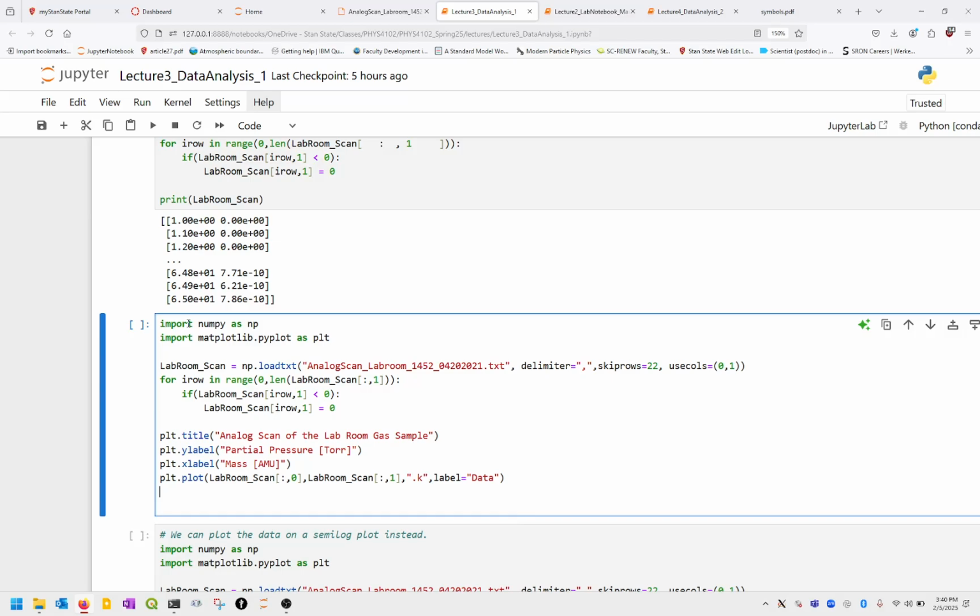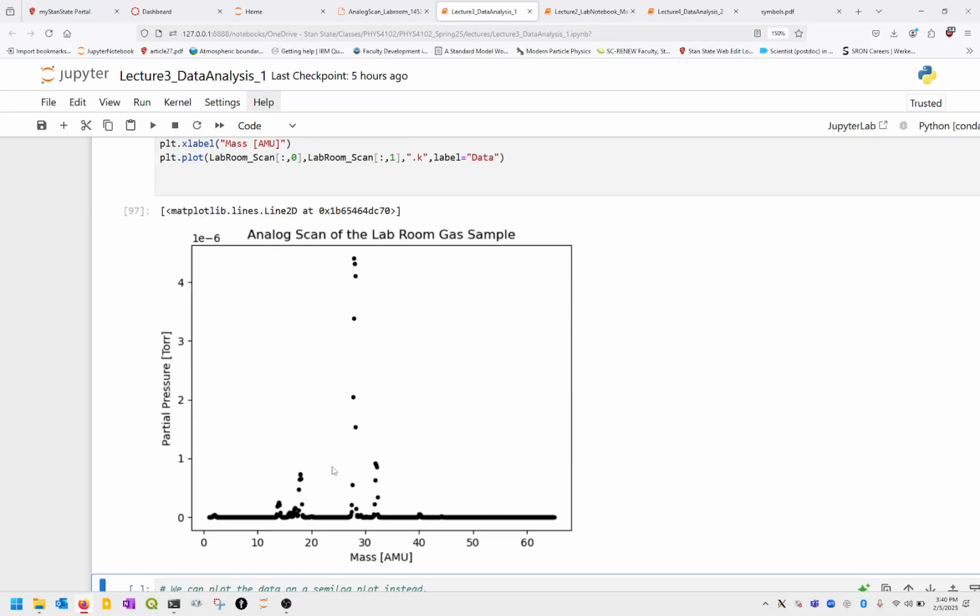Remember when we plot, we put the X stuff and then the Y stuff. The X stuff is the atomic mass units, how many protons the thing has, as a function of pressure. Sorry, no, pressure as a function of the atomic mass unit. That's why we want the atomic mass units on the horizontal and the pressure on the vertical. Okay, let's see what this looks like. And I made it into little dots.